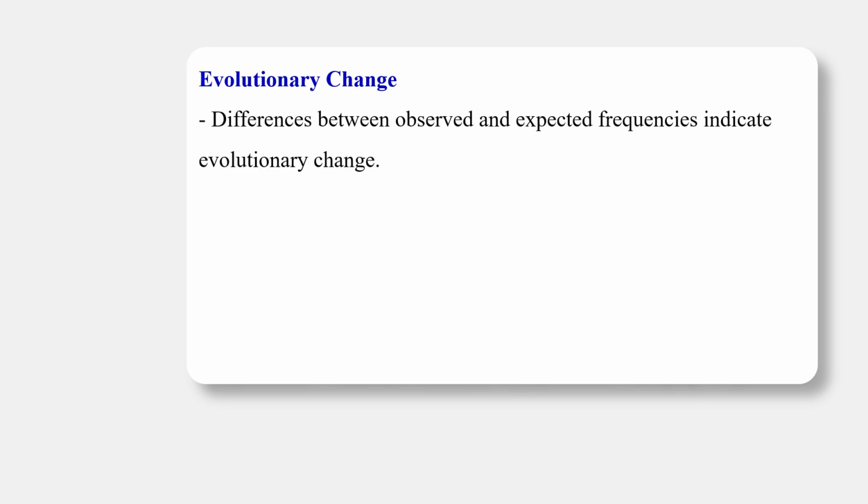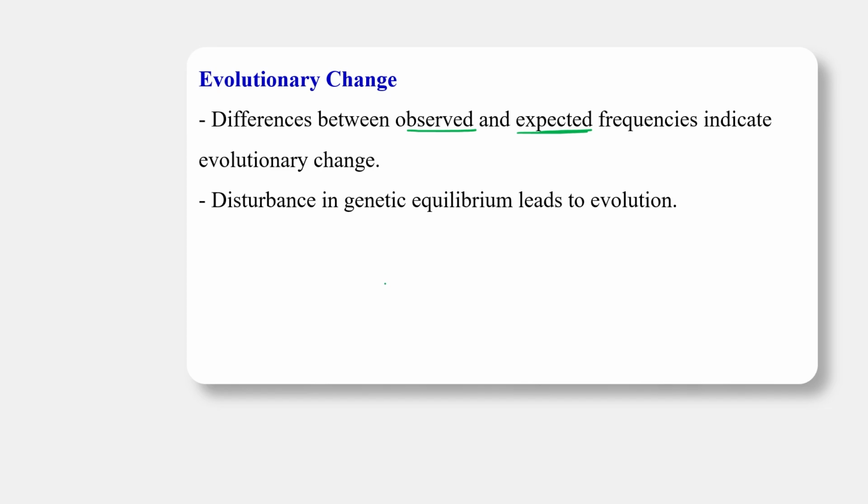Right. Now, evolutionary changes: differences between observed and expected frequency indicate evolutionary changes. If there is any kind of disturbance in genetic equilibrium, because this is constant in number, then this leads to evolution.